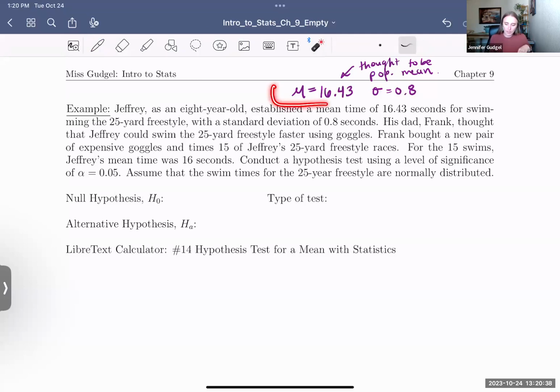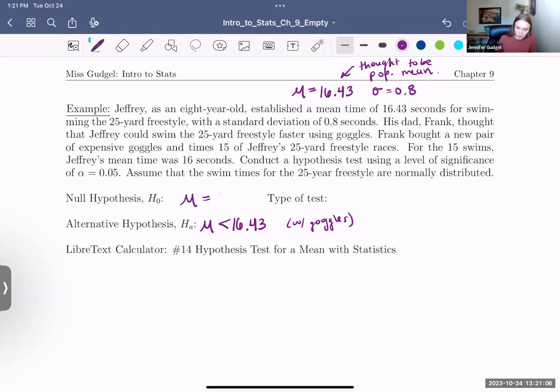We have what is thought to be his original average, and his dad, Frank, thinks that he could be faster than average. Essentially, he thinks that his average could be less than 16.43. That's with the goggles. He thinks he'll be faster, or the average will be less than 16.43. The null hypothesis is that it's equal to 16.43, because we were told, hey, this is his average. But then Frank thinks it could be less than that with this new addition.